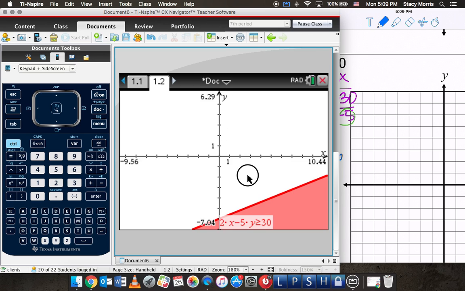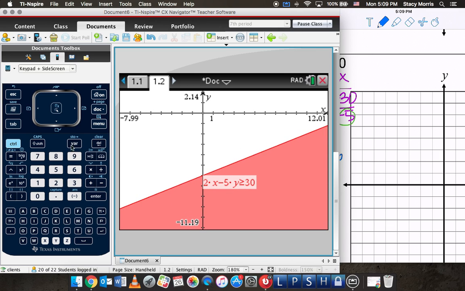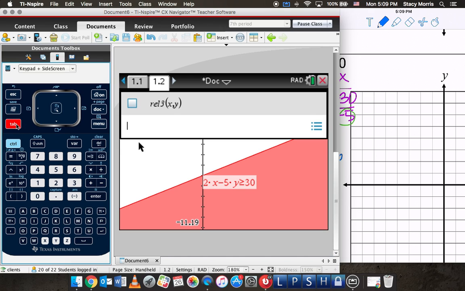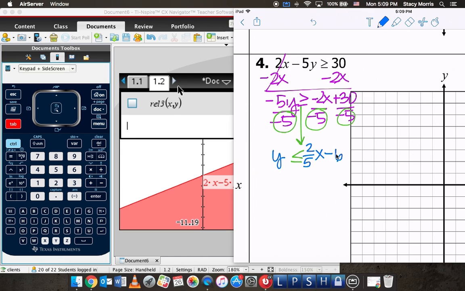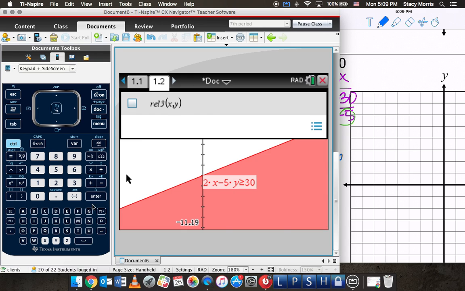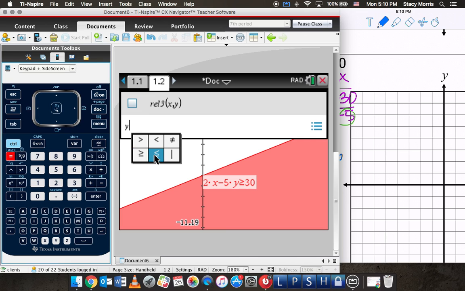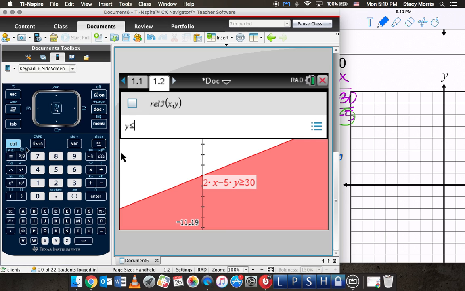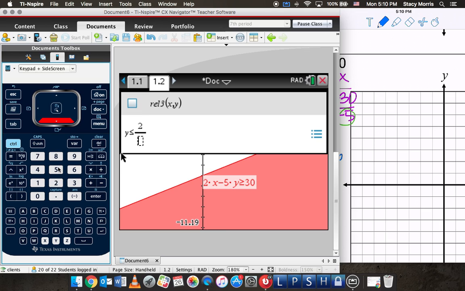So if I look at it, here it is. I can drag it if I want to see a little bit more of it. All right, I'm going to push tab, and I'm going to graph what I got when I put it in y equals mx plus b. So if these match, if I did this math correctly, then it should graph right over the top of it. It should be the same. So I'm going to graph y, Control equals, is less than or equal to 2/5 x minus 6. If I'm right, I should get another graph right on top of what I already have.